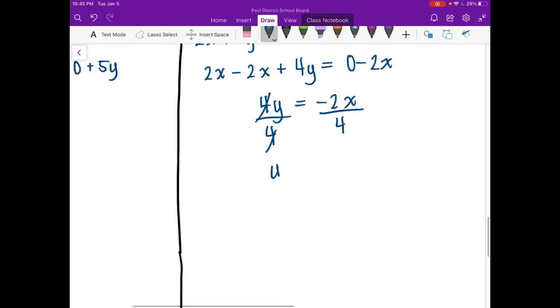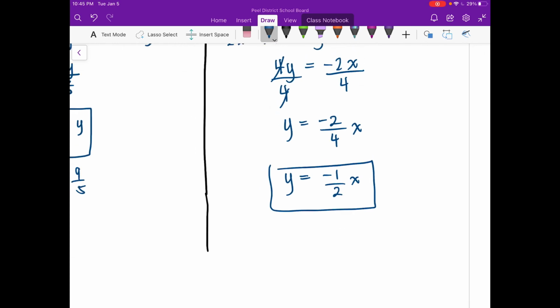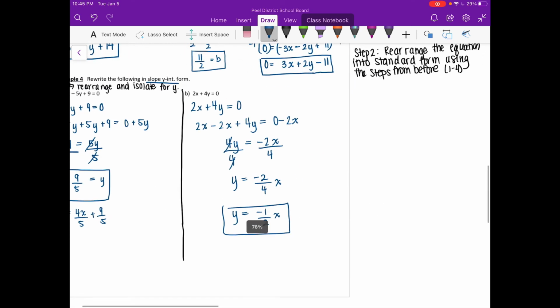So I'm left with y equals negative 2 over 4x. I can actually simplify this further, so I'm going to do y equals negative 1 over 2x. Always simplify. Always put your equation and your stuff into lowest terms.